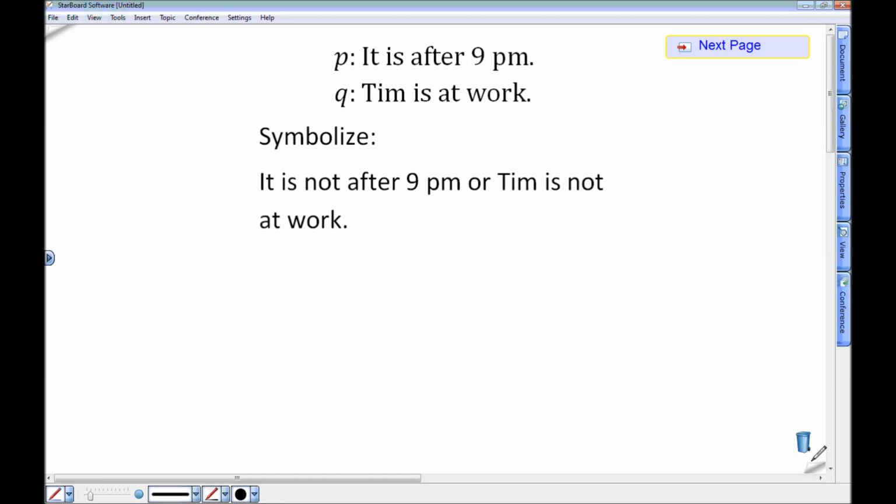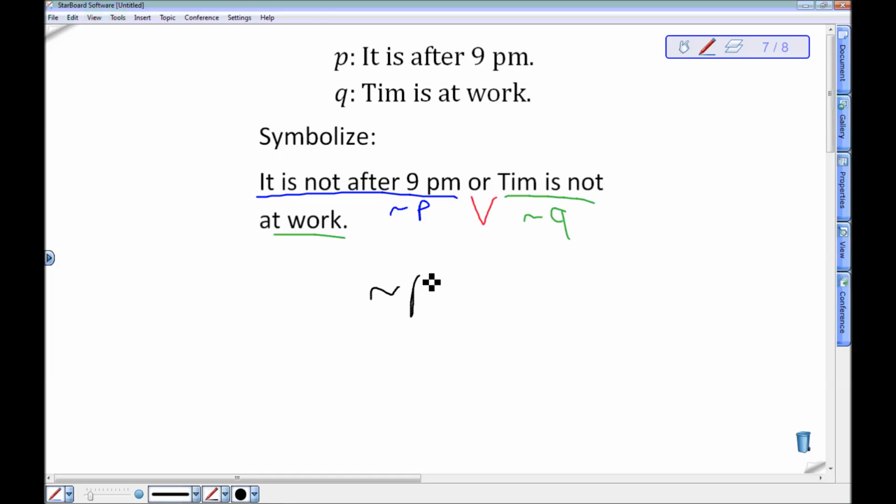Okay, let's symbolize this statement. First I've got it is not after 9 p.m. So that's the negation of it is after 9 p.m. So this is not P. I have Tim is not at work, which is the negation of Tim is at work. So this is not Q. And in between them I have or, which is this symbol. So I symbolize this statement as not P or not Q.